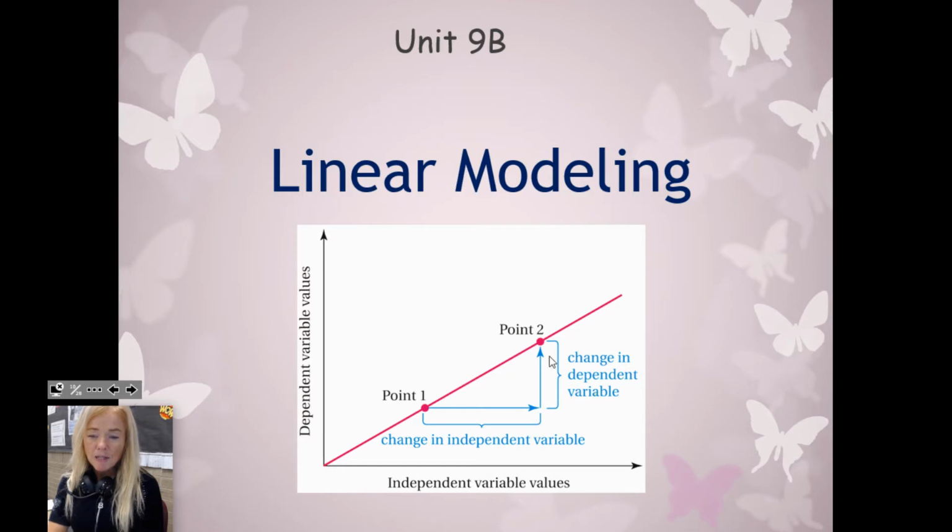So you have a straight line, right? Along the x-axis, you have the independent variable values, and then along the y-axis, the dependent variable values. And you have a slope, which is the change in the dependent variable divided by the change in the independent variable. That gives you the change from point 1 to point 2, which is pretty cool. All right.